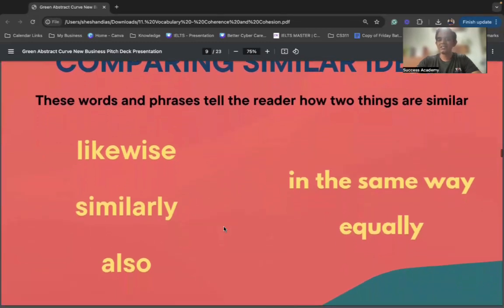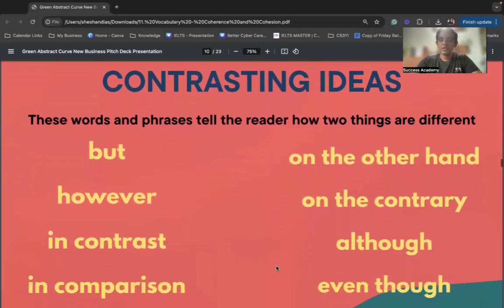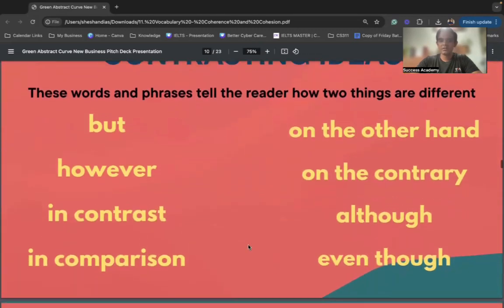When you're comparing similar ideas, you can say likewise, similarly, also, in the same way, equally, right? When you're giving two contrasting ideas, two ideas that don't agree with each other, you can use but, however, in contrast, in comparison, even though, on the contrary, on the other hand. Some of these we have already discussed, right? But you could also use this in the middle of a sentence instead of always at the beginning.